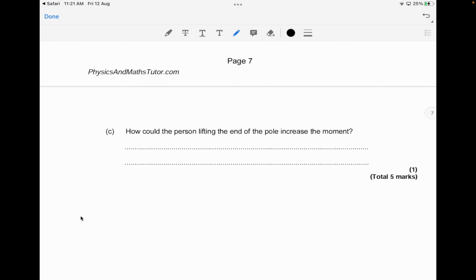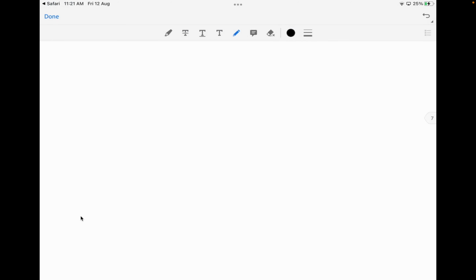Now, the next question states: how could the person lifting the end of the pole increase his moment? In order to do that, you have to technically increase the force exerted. Alright, that's for 1 mark. You guys have to mention that point. Let's move on to the next question.